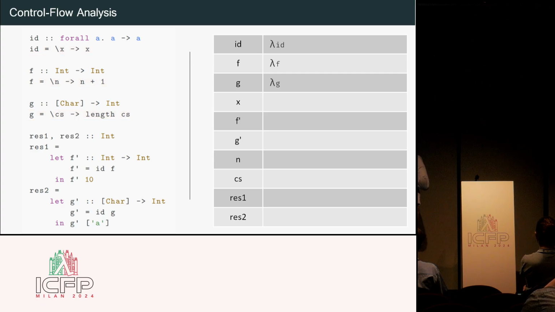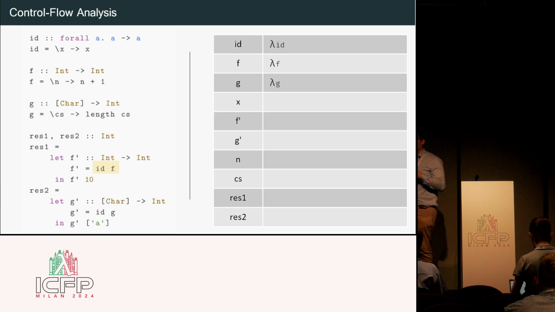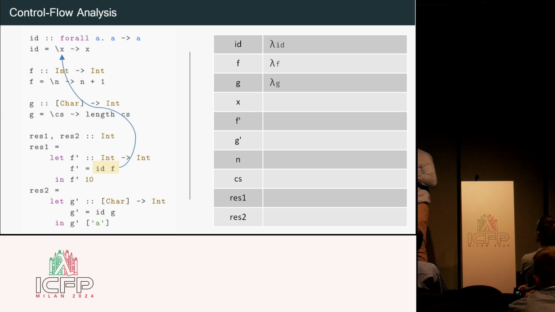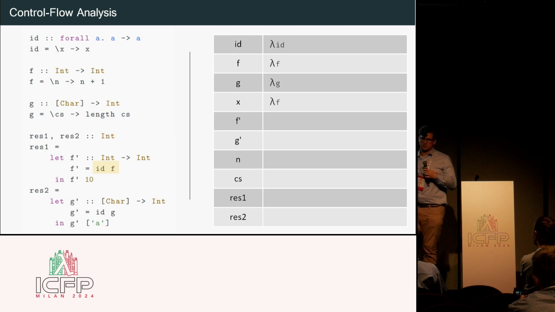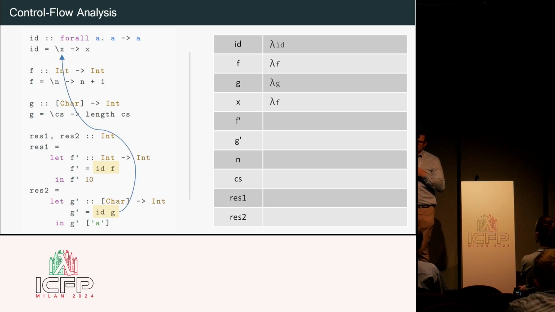Then we can take a look at this call site here, and we can see that both the call and the argument are inhabited. So we can take a look at what happens when we call the lambda ID on argument lambda f. So importantly here, this will flow the value in variable f into the variable x. So we store that there. And the same thing happens in this other call site, where whatever is bound in g is going to flow into x.